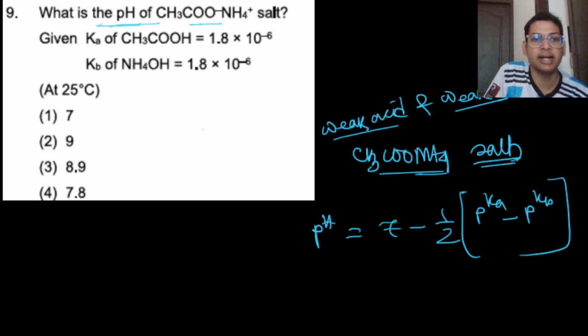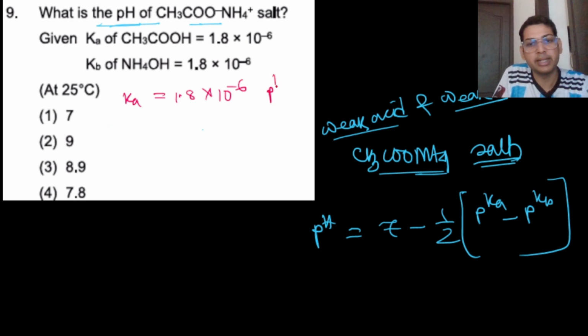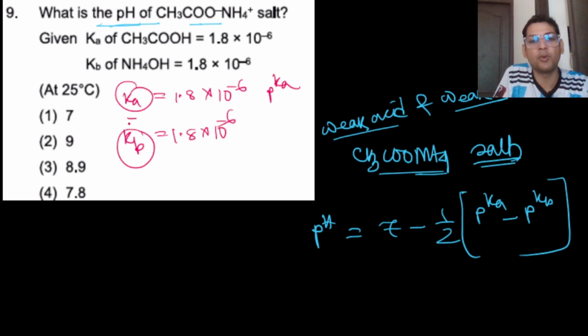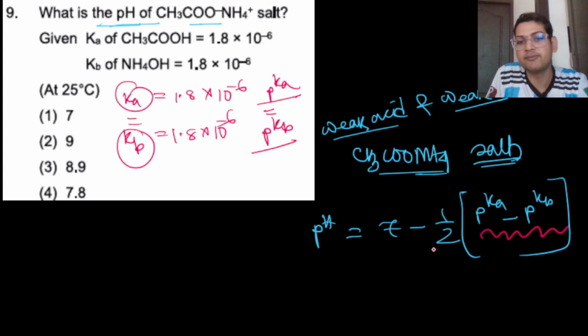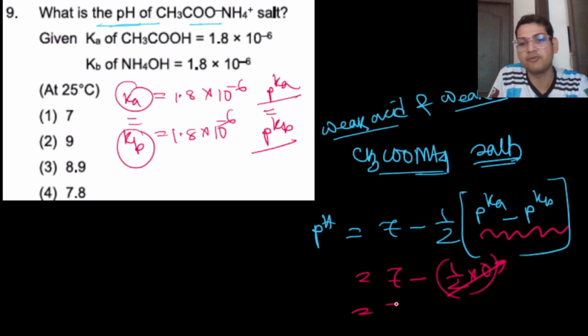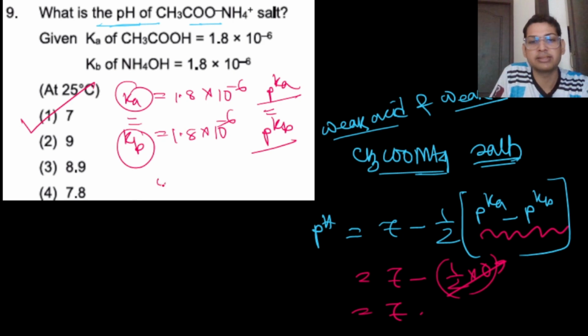Now the thing here is why the question is easy. You see, Ka value is given 1.8 into 10 to the power minus 5. So from here you have to find pKa. Kb value is given also 1.8 into 10 to the power minus 5. So Ka and Kb both are equal. So that means pKa and pKb will also be equal. So pKa minus pKb is 0, and I don't have to write anything. So the value will be 7. 7 will be my answer. Option A will be my answer.